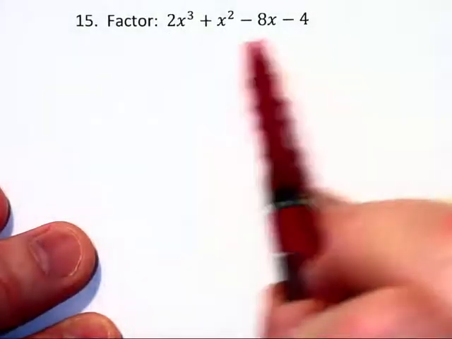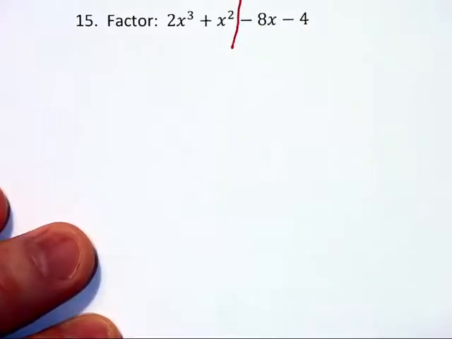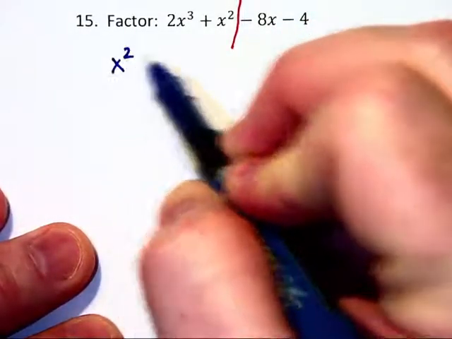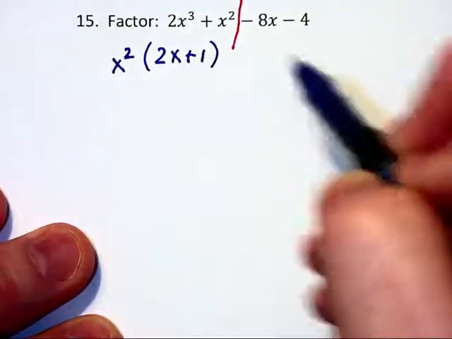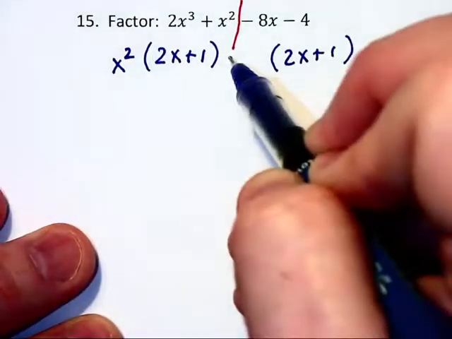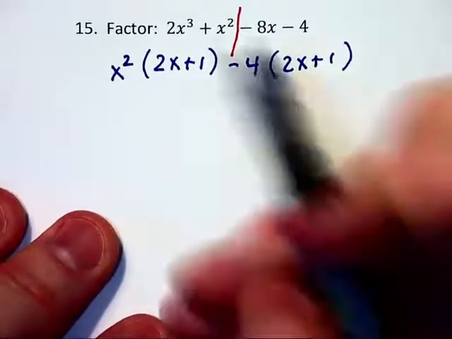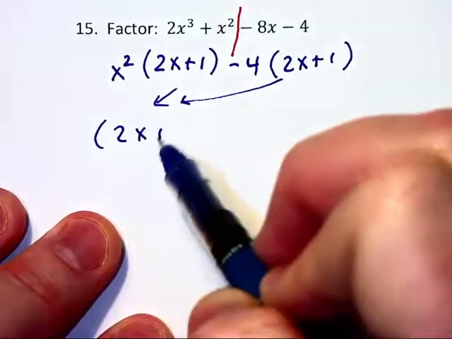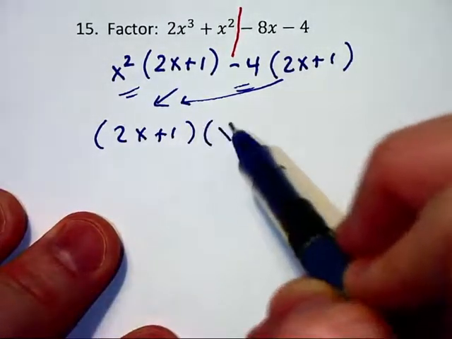I do not see a GCF going into all 4 terms. I'm going to try a 2-2 split and see if that works. From the first 2 terms, I can factor out an x squared and be left with 2x plus 1. Now I'd like to have a 2x plus 1 over here also, and it turns out that if I factor out a minus 4, that will make it so. So let's factor out this 2x plus 1. In the first half of the problem, we're left with x squared, and in the second half, minus 4.